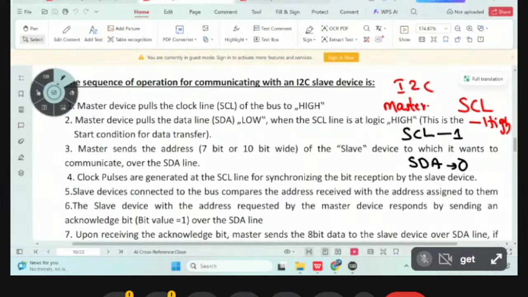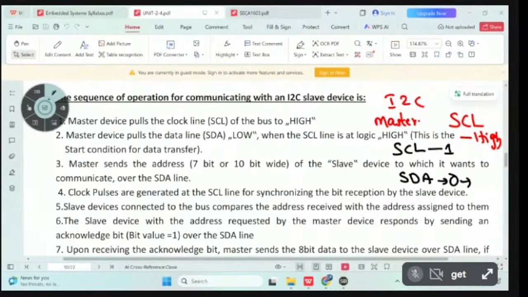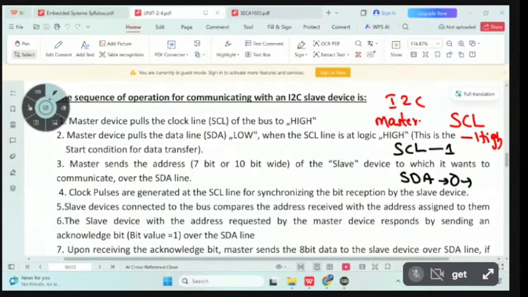Starting stage. So SDA value, why am I saying this?